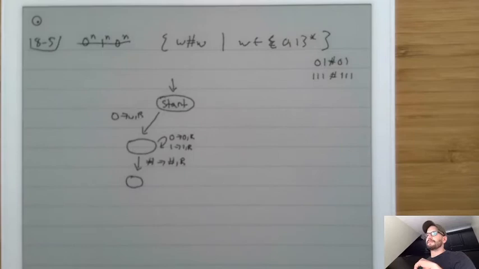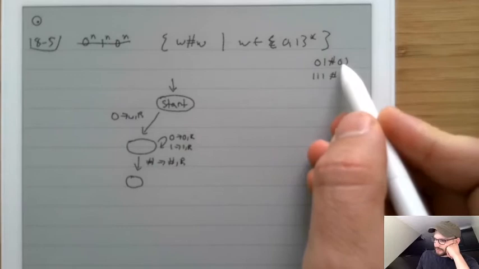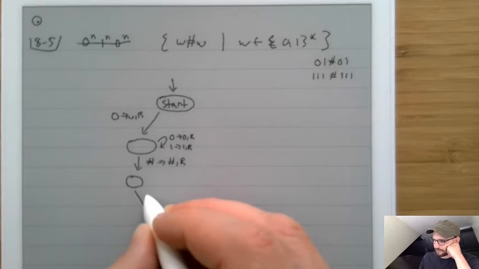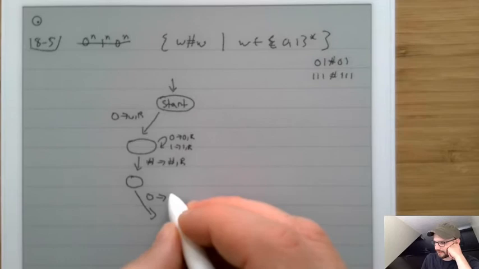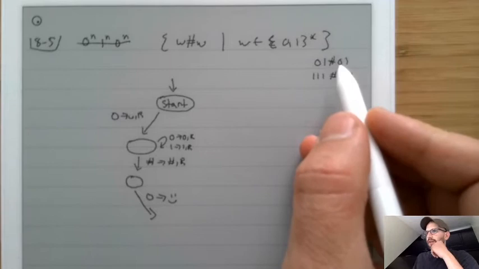Now, in this state, we expect the very next character that we see to be a 0. So what we'll do is we'll have a rule that says, if you see a zero, then replace it with something. Let's replace it with a happy face, okay? Because we saw that zero and it's what we wanted. And then let's move left so we can go back to the beginning and look at the next character.